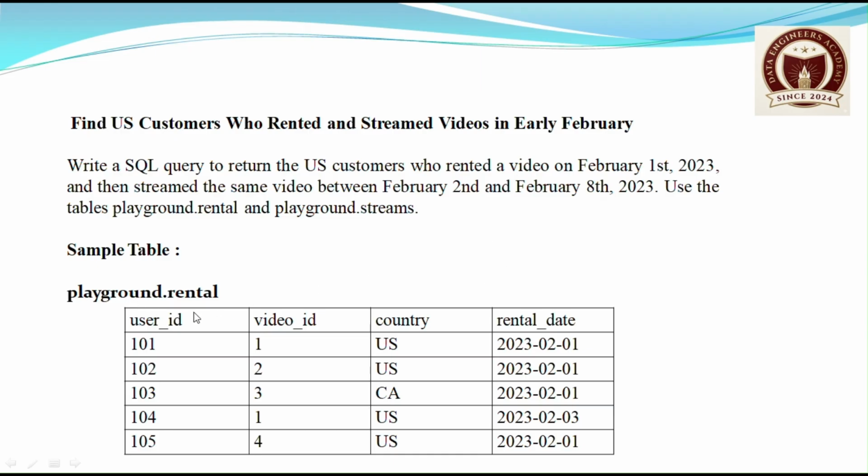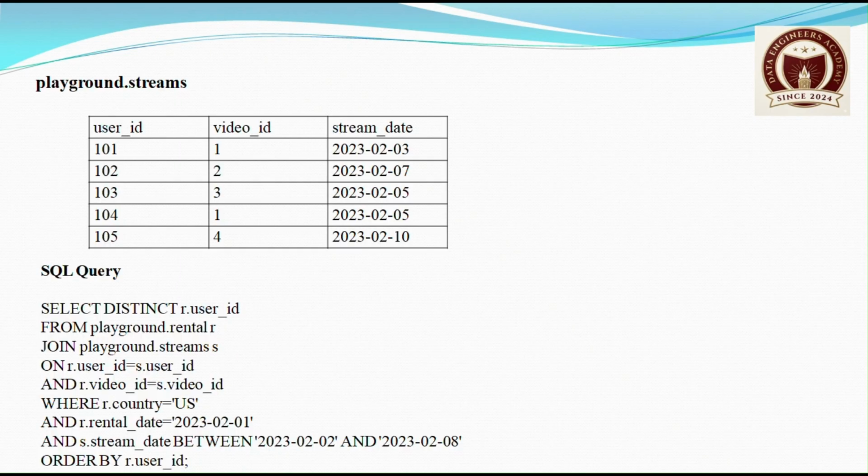First, the rental table with columns user_id, video_id, country, rental_date. Here users 101, 102, and 105 rented from the US on February 1st. Now we will move on to the second table, streams, which is used to connect to the rental table for solving this question. Here in the streams table we have user 101 streamed on February 3rd, 102 on the 7th, 103 on the 5th, 104 on the 5th, and 105 on February 10th.